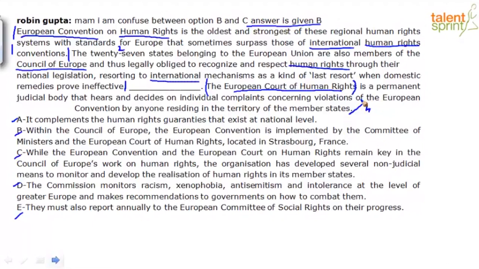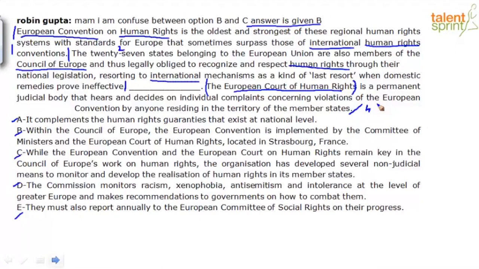A starts with, it complements the human rights guarantees that exist at national level. B says, within the Council of Europe, the European Convention is implemented by the Committee of Ministers and the European Court of Human Rights, located in Strasbourg, France. Then C says, while the European Convention and the European Court on Human Rights. So C is talking about both these things, the European Convention, which is already introduced in the topic sentence, and the European Court on Human Rights, where the information has to be given earlier. So C is somewhere a little later, maybe even after the fourth sentence, adding or combining these two.